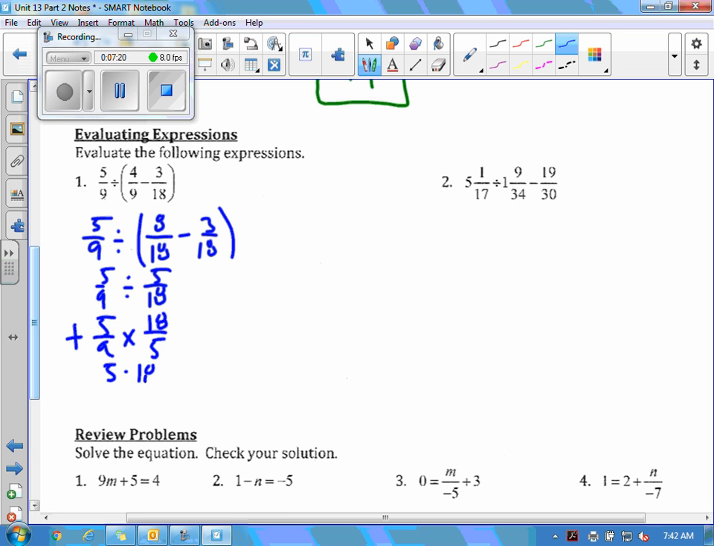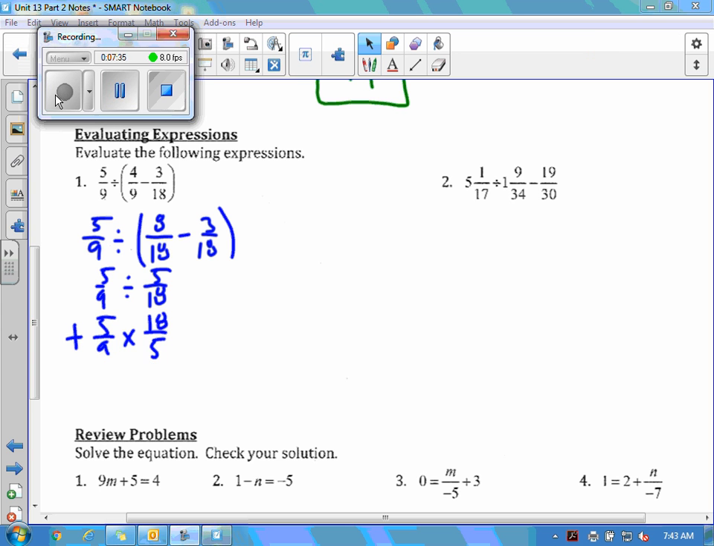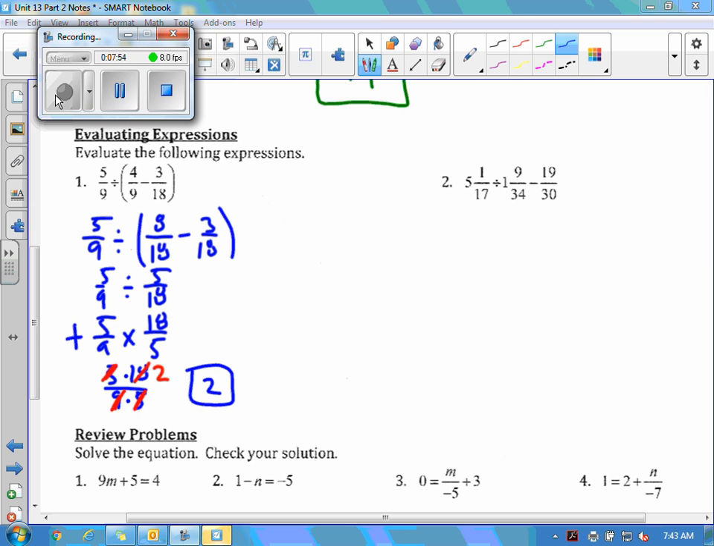I'll write it as one big fraction now. That should be a multiplication sign. So then I can simplify. Okay, so I wrote that totally wrong. So 5 times 18 over 9 times 5. And now I can simplify. So these 5s are just going to cancel each other out. 18 divided by 9 is 2. 9 divided by 9 is just 1. So all I have left after all that is just 2 as my final answer.